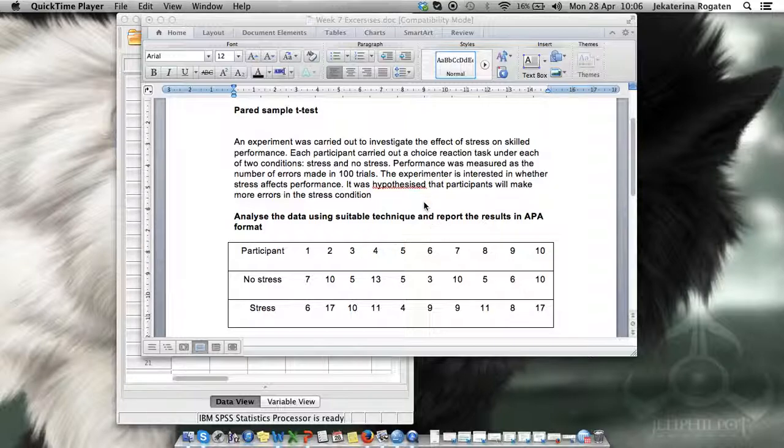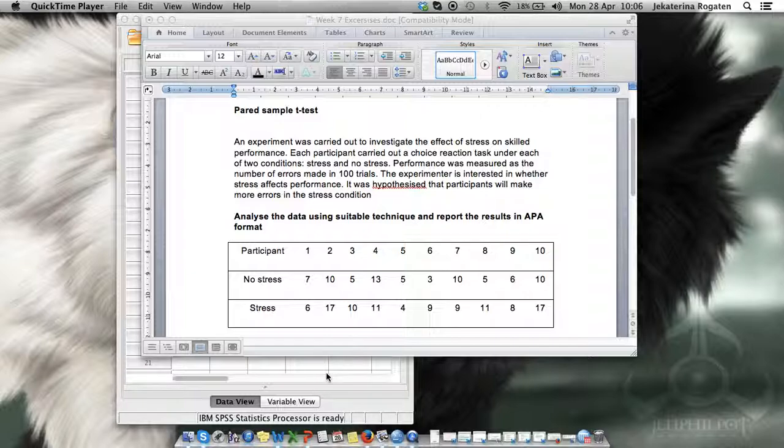Another important part is to identify whether your hypothesis is directional or non-directional. In this case, we have a directional hypothesis because we predicted participants will make more errors in the stress condition. So it gives a precise direction where we expect our results to go.